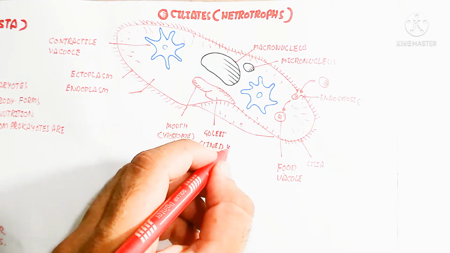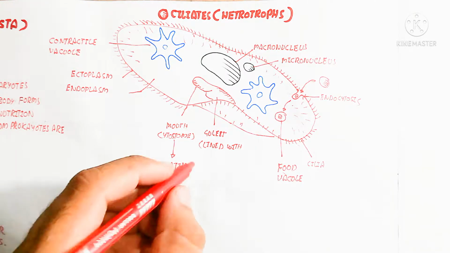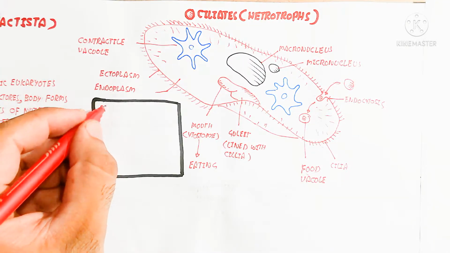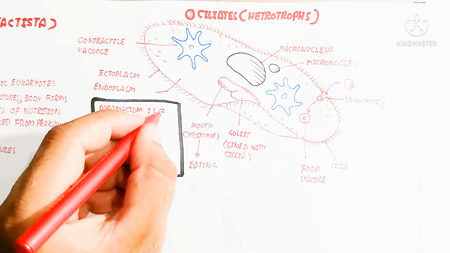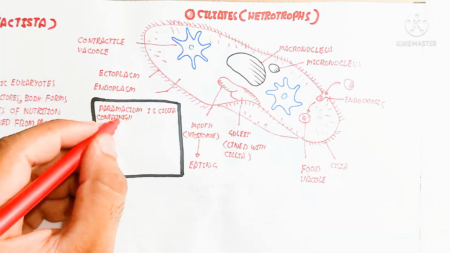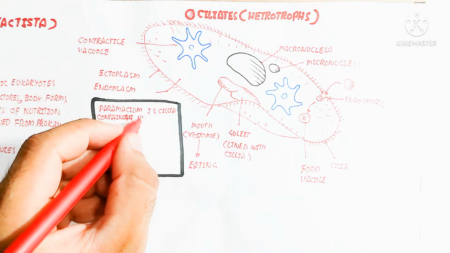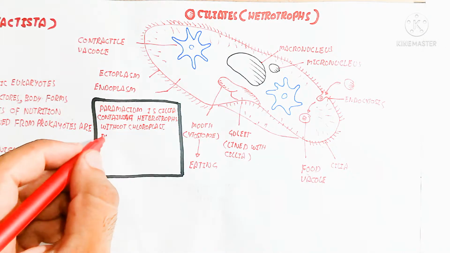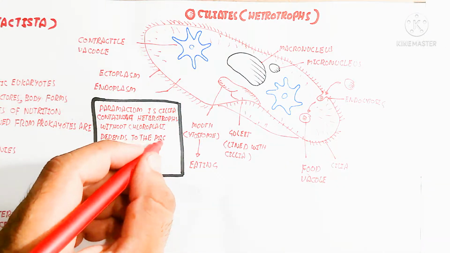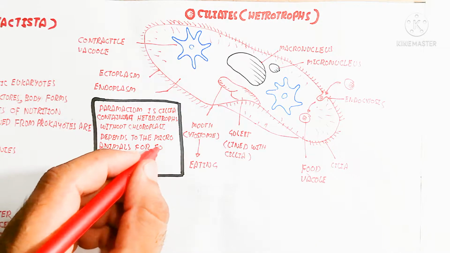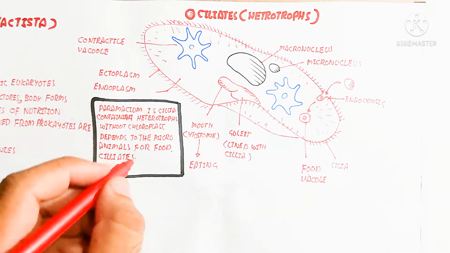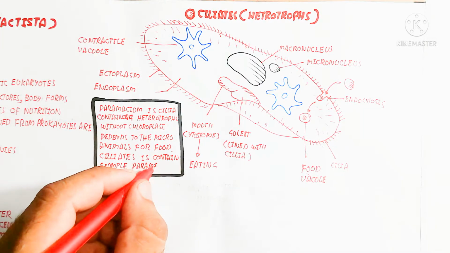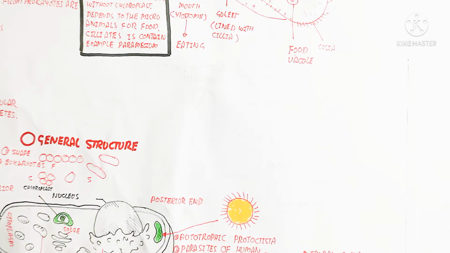The mouth is surrounded by cilia, so the cytostome is present, which is used for eating also, and basically the lining of the mouth, behind the mouth, has cilia. On the other hand, Paramecium is a ciliated heterotroph without chloroplast and depends on micro animals for food. Ciliates, for example Paramecium, use these for food. So smaller particle-like structures of animals are the food for ciliates.